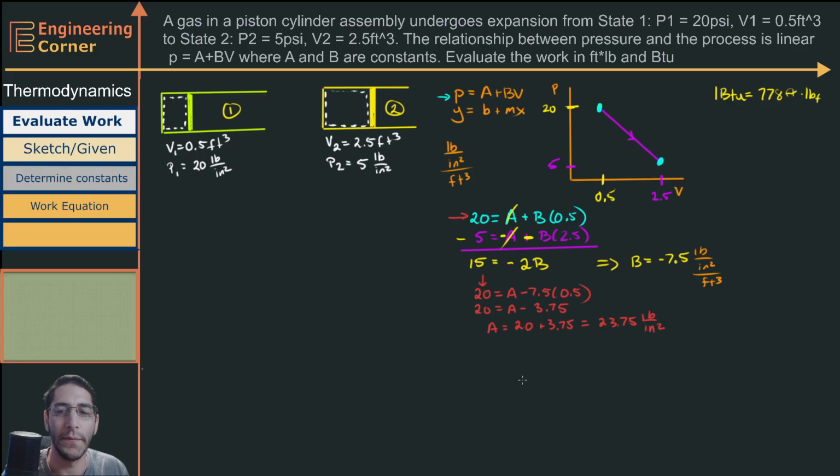I am going to circle these constants because I will need them later, and I don't want to lose them. But I have my constants. I now need to figure out the work.